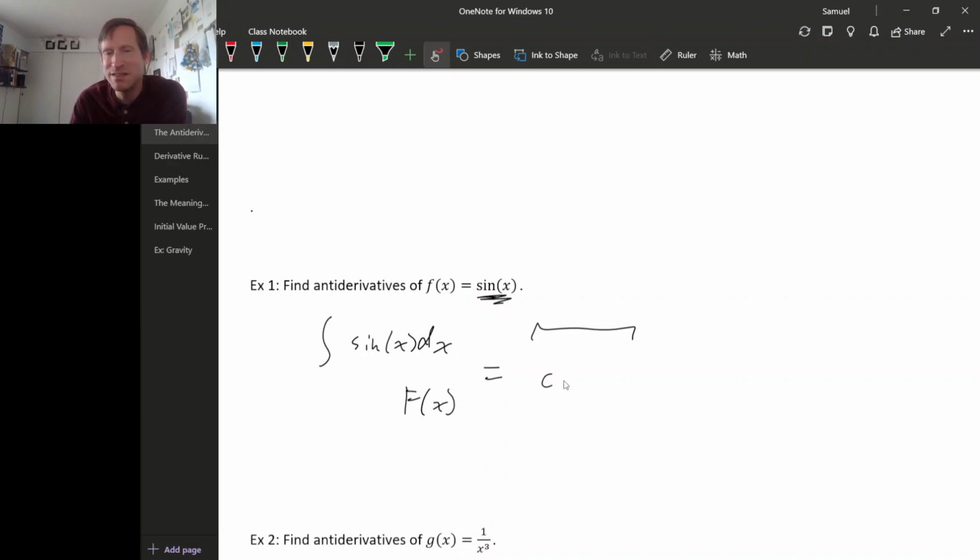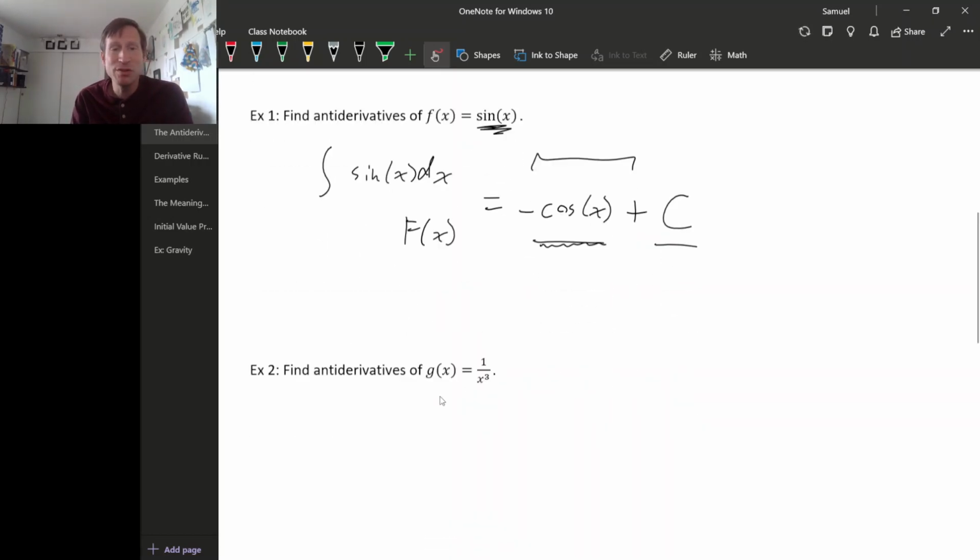Well, it's going to be something involving cosine of x. One nice thing about guessing antiderivatives is you can always check if your guess is correct by taking the derivative of this function and seeing if it's right. If we take the derivative of cosine, do we get sine? Well, no, the derivative of cosine is negative sine, so we need an extra minus sign out in front. So now when we take the derivative of negative cosine, we get negative negative sine, which is just sine. But remember, you always have an arbitrary constant at the end, because if you start with any antiderivative, adding a constant gives you another antiderivative.